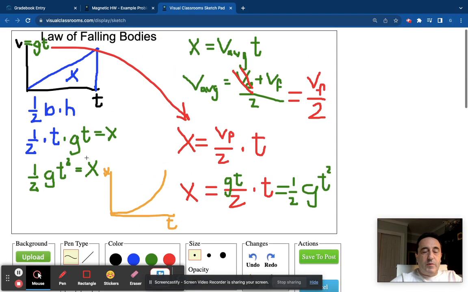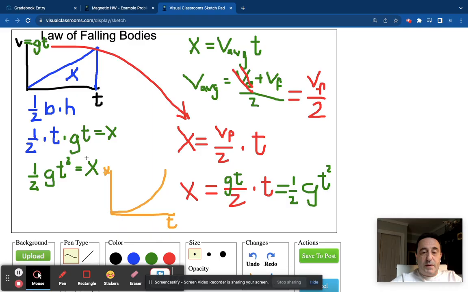And this is something that we can see in the data from our experiments, is that our graphs of position versus time should form a parabola. And looking at the quadratic coefficient of that parabola, we can find the acceleration due to gravity.